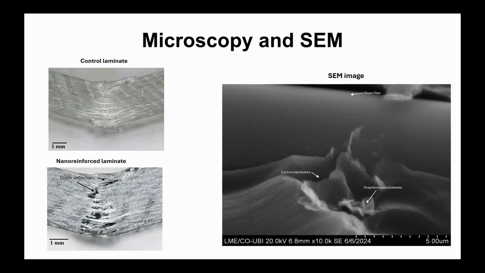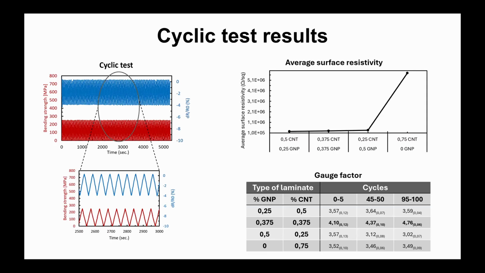So in the macroscopic and SEM images, we can see as we applied nanoparticles in our laminates, there was a clear appearance of deflections throughout our specimen, and through the SEM images, we're also able to detect the presence of carbon nanotubes, although our equipment was at its limits. The presence of carbon nanotubes and graphene nanoplatelets in the matrix of our specimens. So moving to the cyclic tests.